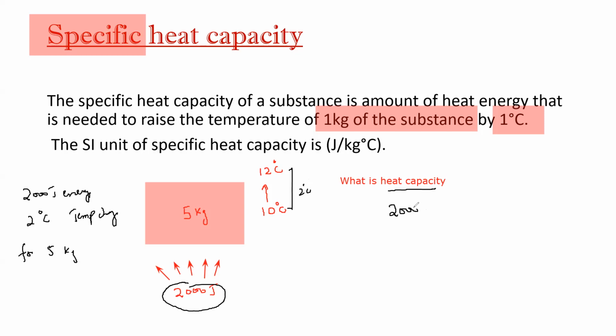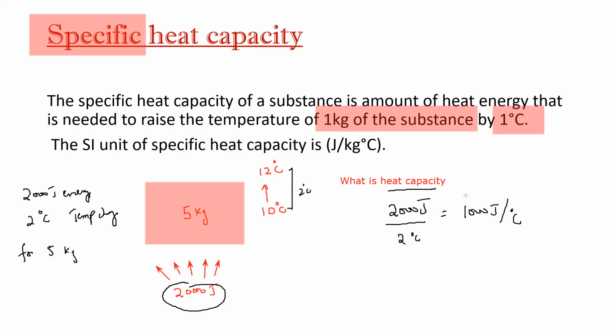So 2000 joules is the energy which we supply, and how much temperature change does it cause? It causes a temperature change of 2. So 2000 divided by 2, what will we get? We'll get 1000 joules per degree centigrade. It means to change the temperature by 1 degree, we need 1000 joules. So if we supply 2000 joules, the temperature changes by 2 degrees. This is the first part, the heat capacity.